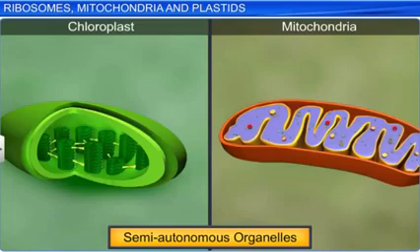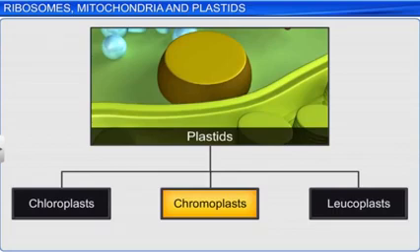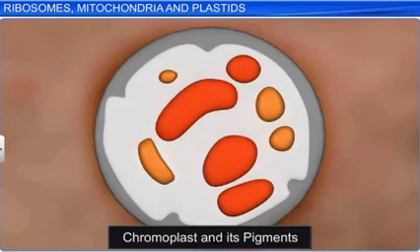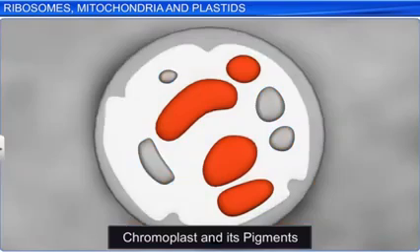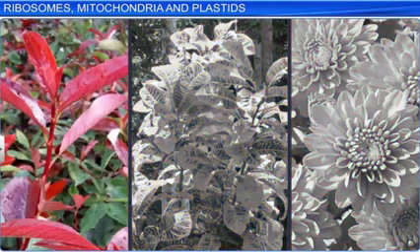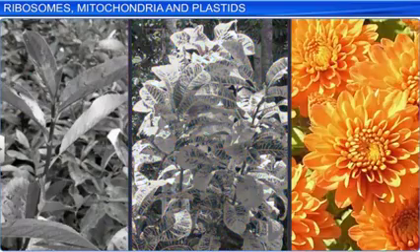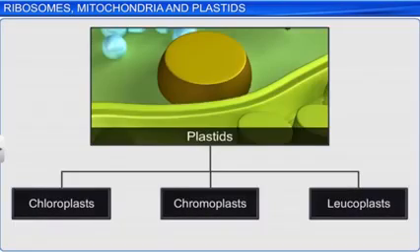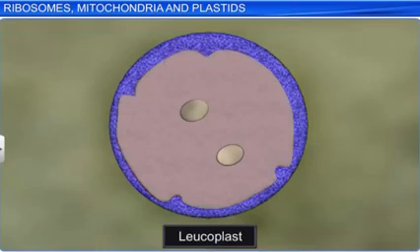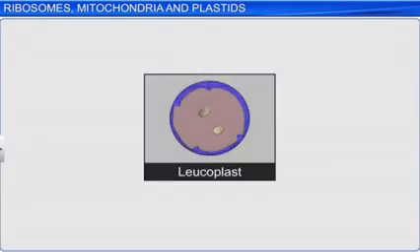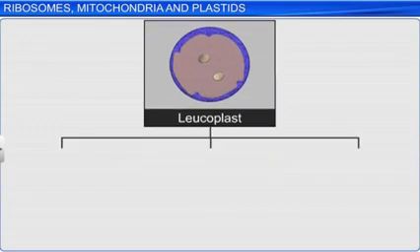Chromoplasts, another type of plastids found in plant cells, contain fat-soluble carotenoid pigments such as carotene and xanthophylls that give red, yellow, and orange color to plant parts. The third type of plastids, leucoplasts, are colorless plastids that store nutrients such as carbohydrates and fats. Based on the type of nutrient stored, leucoplasts can be classified as amyloplasts, eleoplasts, and aleuroplasts.